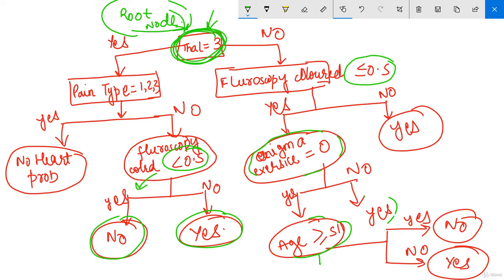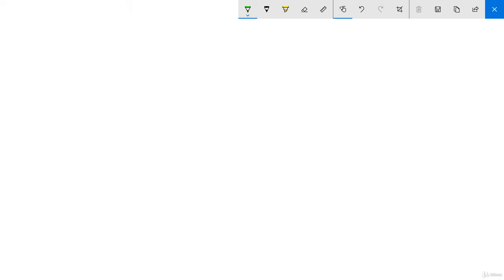All right. So if you are clear up to this, I'll jump to the next point, which is also an important point under decision tree, which is homogeneity.